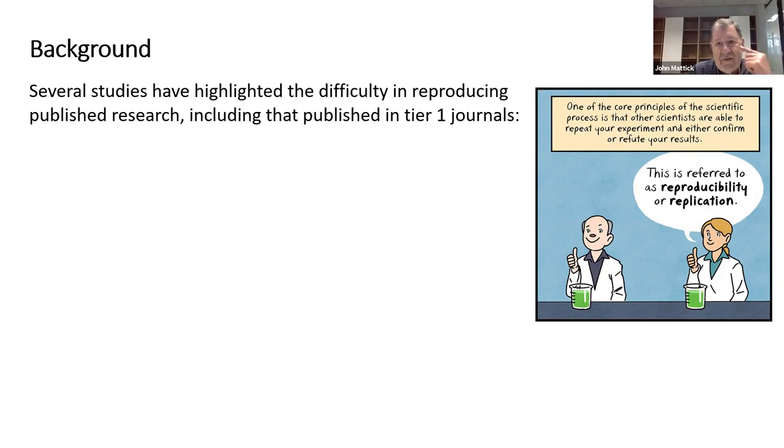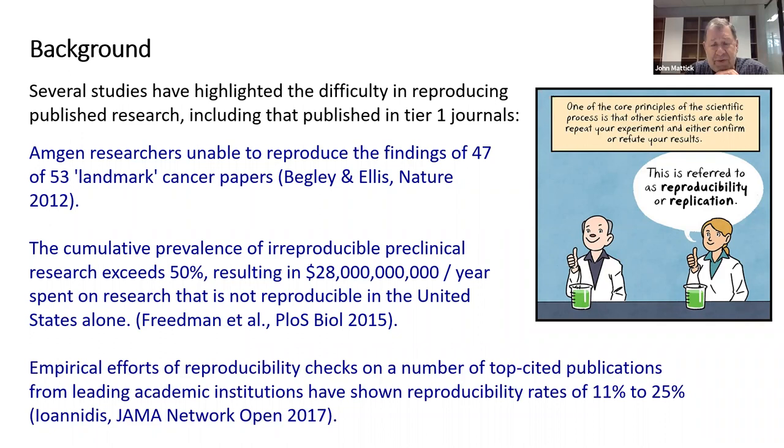I've just listed here, Helen, a few papers that have reported this irreproducibility. There are only three here of many, and anybody who wants to Google the irreproducibility of science can find a lot of literature online. It actually started back in Nature in 2012 with a paper first authored by Glenn Begley, who used to be at the Walter and Eliza Hall Institute in Melbourne, but was then at Amgen. Amgen researchers, Glenn Begley and his colleague Ellis, reported that they were unable to reproduce the findings of 47 out of 53 landmark cancer papers, many of which were published in tier one journals like Nature and Science.